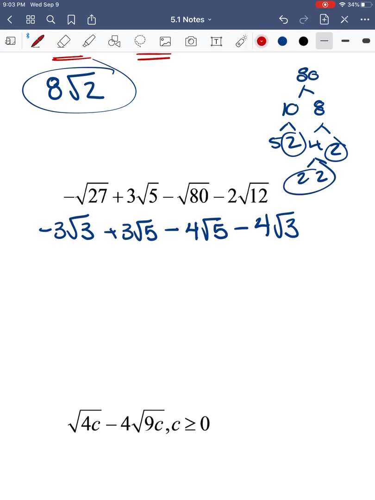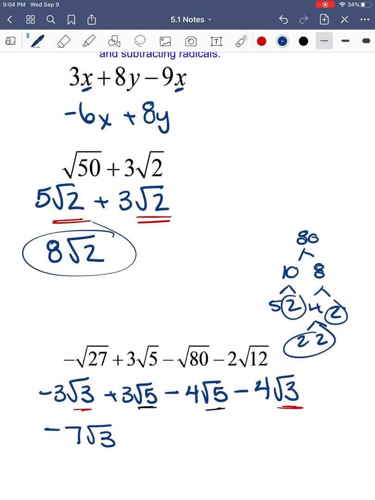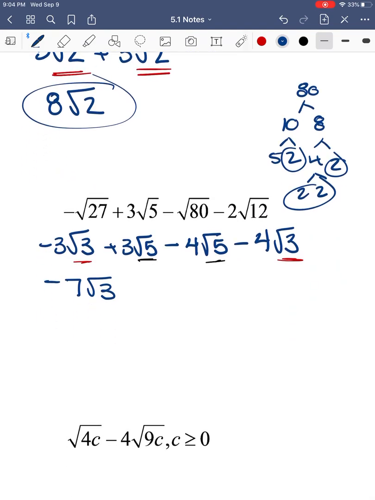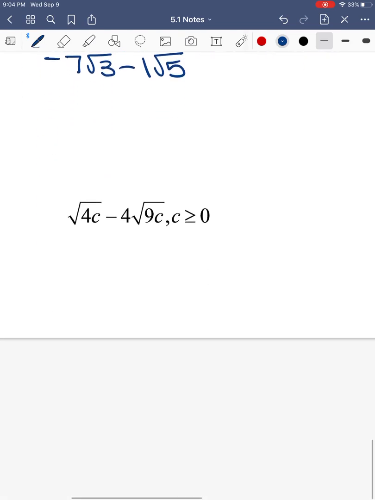So again, I can only combine like radicals. So I've got a root of 3 and a root of 3. And I've got a root of 5 and a root of 5. So negative 3 subtract 4 is negative 7 root of 3. Again, nothing under the radicals is changing, just like when we had x's and y's. My x did not change at all. And then 3 minus 4 is negative 1 root of 5. Cannot simplify any further. There's no other like radicals.